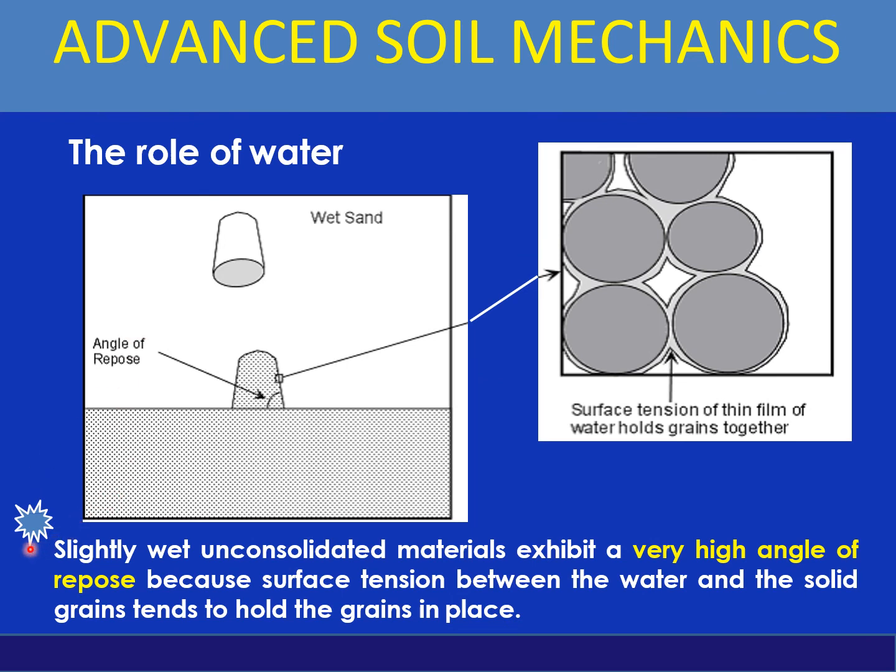Slightly wet unconsolidated materials exhibit a very high angle of repose because surface tension between the water and the solid grains tends to hold the grains in place. So you can see this: solid particles, and the surface tension of the thin film of water holds the grains together. Because of that, you are able to make the sand castle like that.